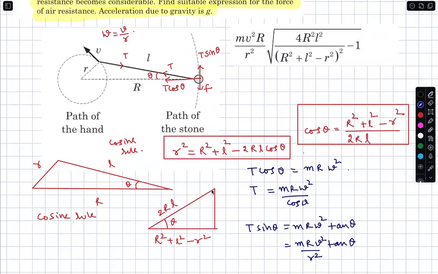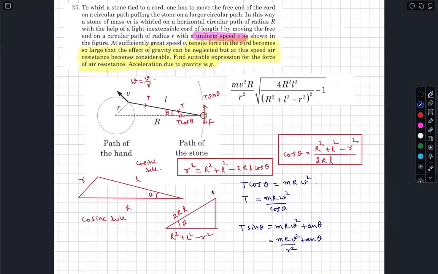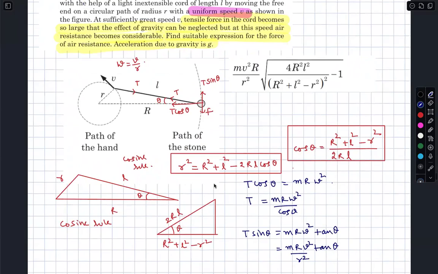It is an Olympiad question. But even if it is an Olympiad question, can you please tell me what is the core step in this? Only one step. This is the step: resolving tension into components, T cos theta and T sin theta, thereby T sin theta is equated to F.